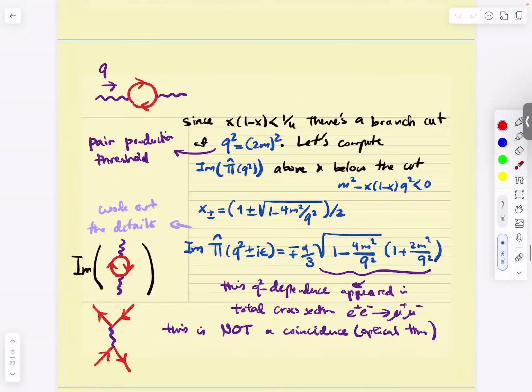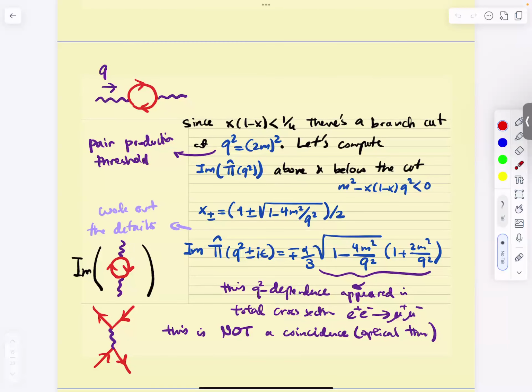Do you know what this is pointing at? There is a branch cut. The branch cut is at q squared equal to 2m squared. This is where the branch cut is. Can you tell what this is, the physics of this?